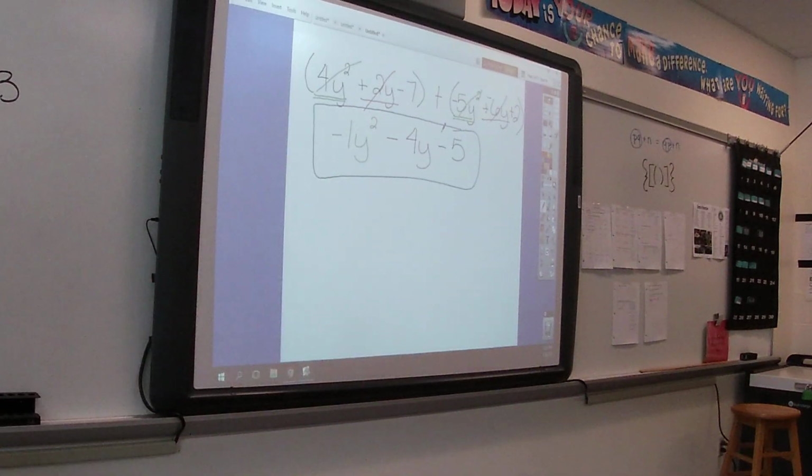Right, we're really just pulling like terms and combining them. Is that the answer? That's our final answer. We can't do anything else with it. My students want to solve something, okay, but this doesn't have an equal sign. There's nothing to solve. That is just our answer. At this point, all we are doing is simplifying.